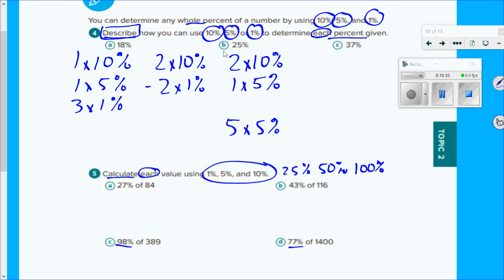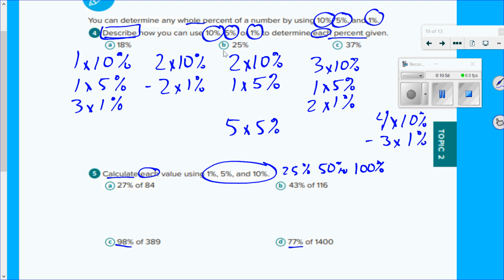What about 37? Autumn? 3 times 10%. Okay. 1 times 5%. And 3 times 1%. Which I'd be torn on that one. I probably would do 4 10s and subtract 3 1s. Just again, because I prefer to do 1s and 10s.